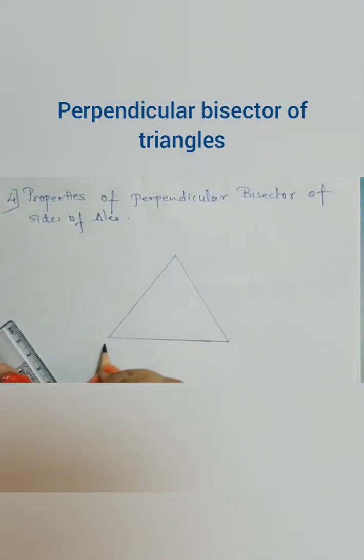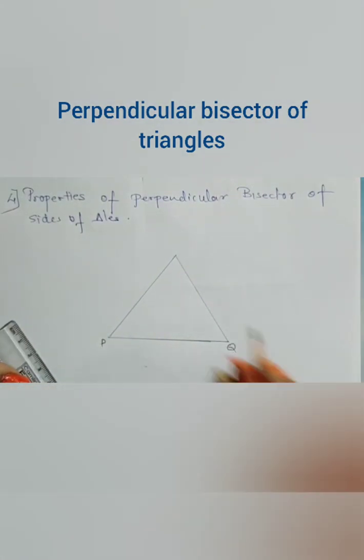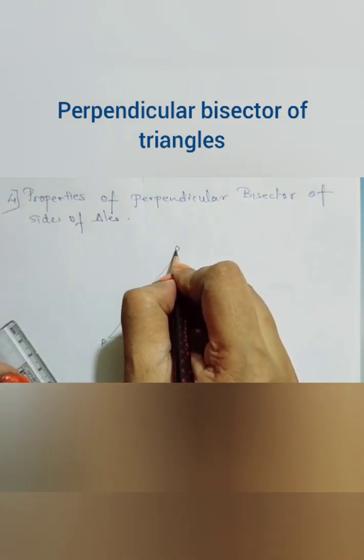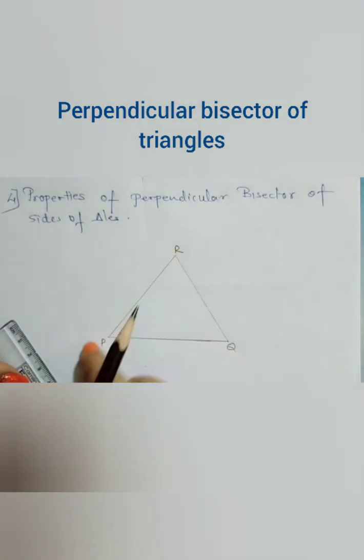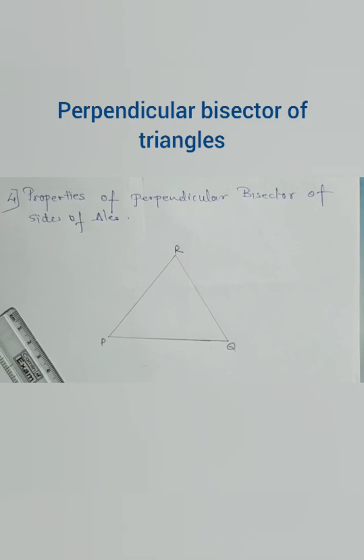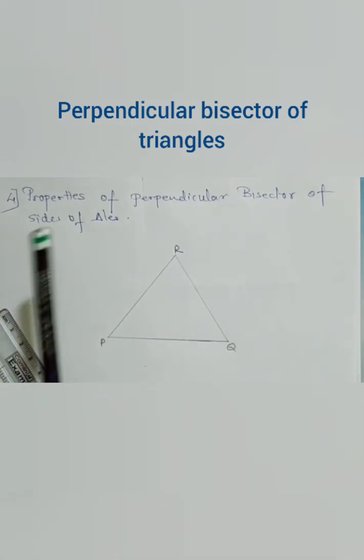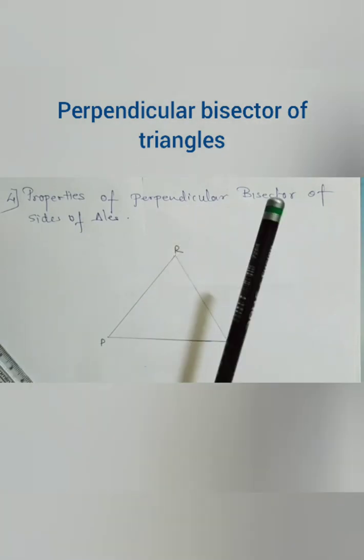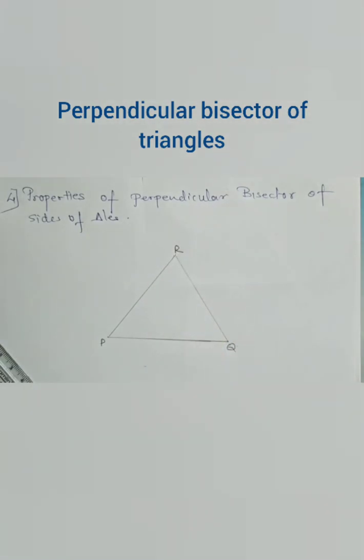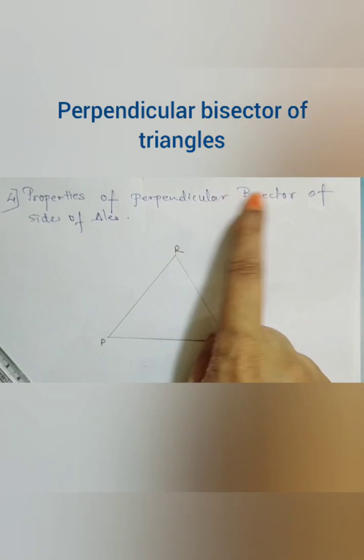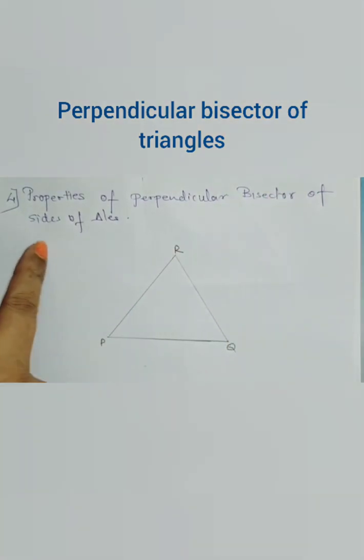And we will name them P, Q, and this is our R. So we are having 3 angles in one triangle. Now what do we have to do? We have to perpendicular bisect it. So we are having sides. They said perpendicular bisector of sides.